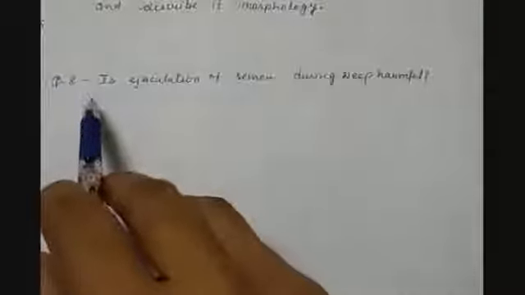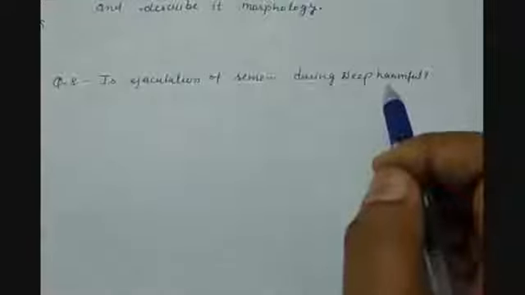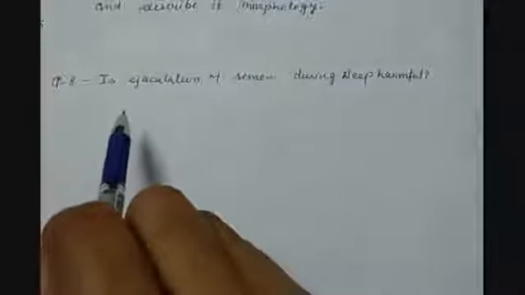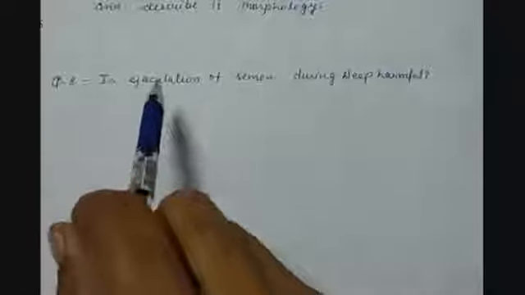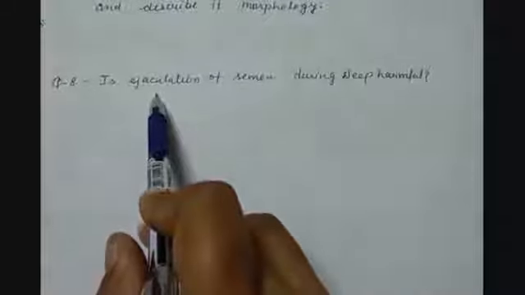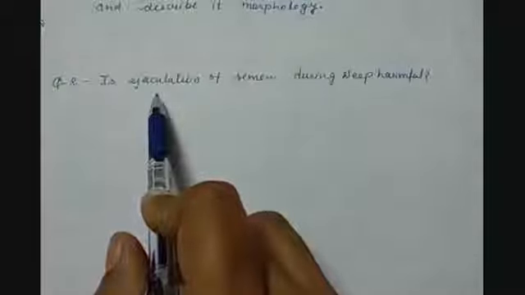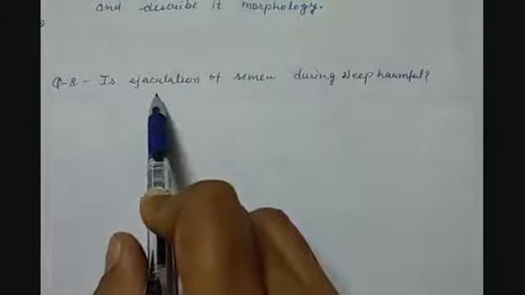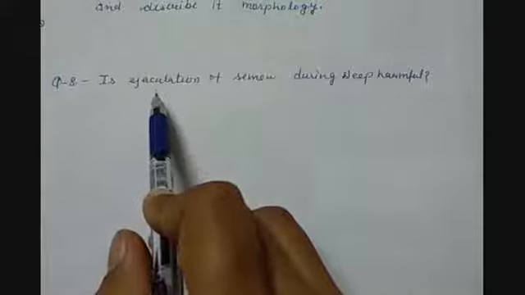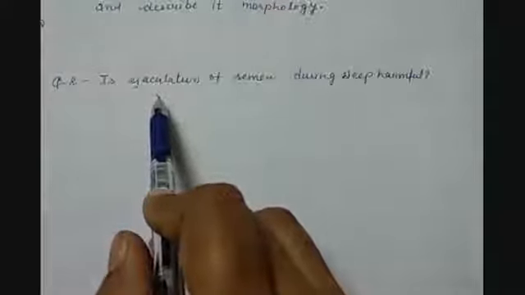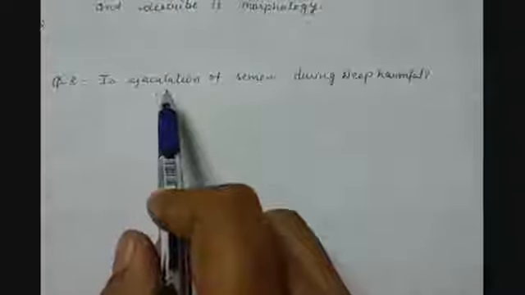Question number 8 is, is ejaculation of semen during sleep harmful? In answering the question, first I would like to tell you what ejaculation is. Ejaculation is basically a process of ejecting the semen from the male urethra. And here muscular contractions happen to eject the semen out of the urethra.